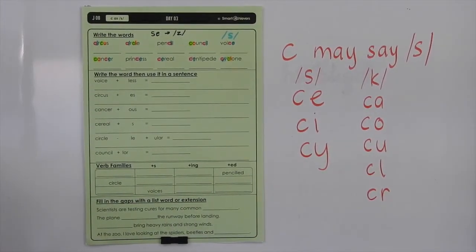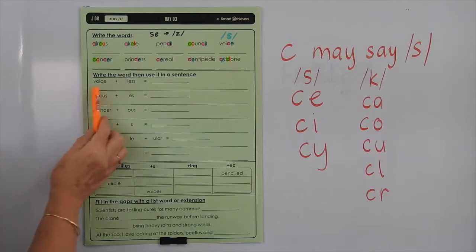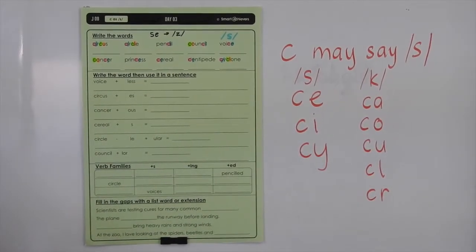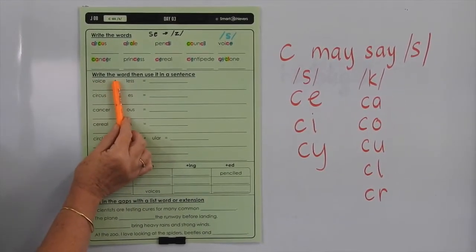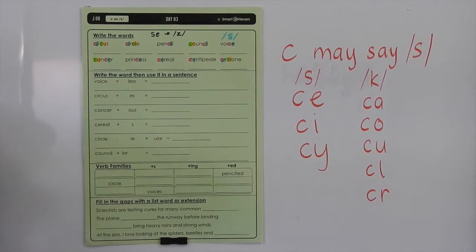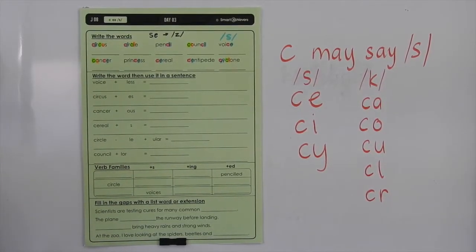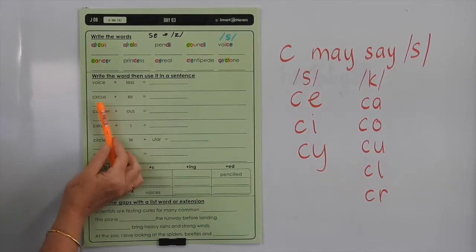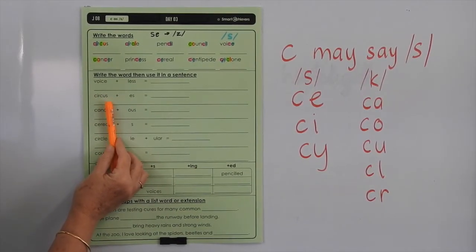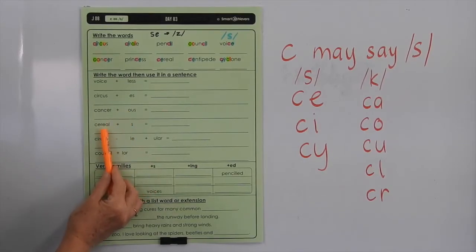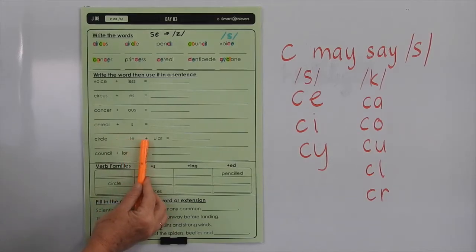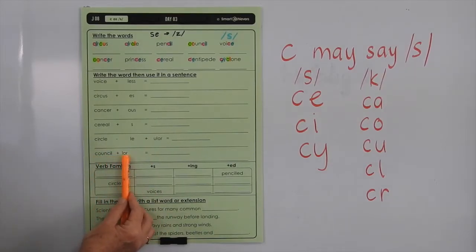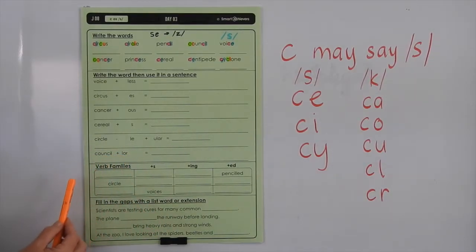Now, let's see what we can do to these words. We can add other parts to them to make longer words. So we can have voiceless. If you join those two parts together, take away the cross, don't leave any spaces between the parts of the words, you'll have the word voiceless, meaning without a voice. Circuses will be the plural form. Cancerous, cereals, circular: now you're going to take away the LE and add ULAR. And counselor: so you're going to add the OR at the end.